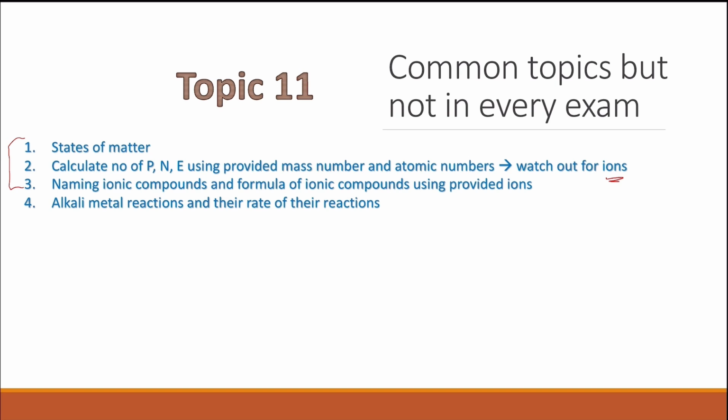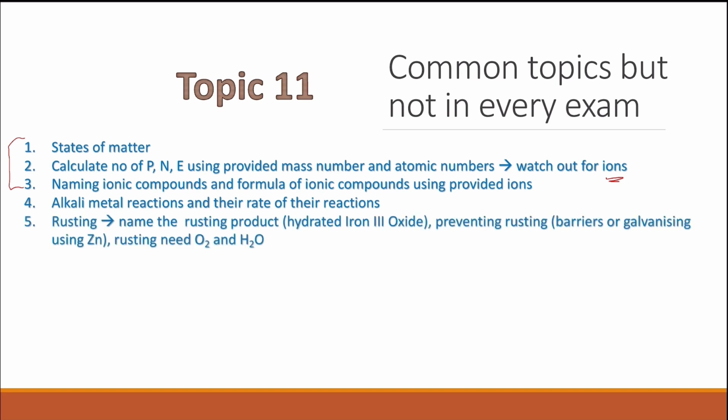Alkali metals, which is group one metals, does come in the exam. It's quite common. So you need to remember the reactivity trend in group one. As you go down, the reactivity increases. They like to ask about observations for the reactions, especially the reactions of alkali metals. So just revise group one and their reactions and the different observations you see. Rusting, not very common though in the exam.